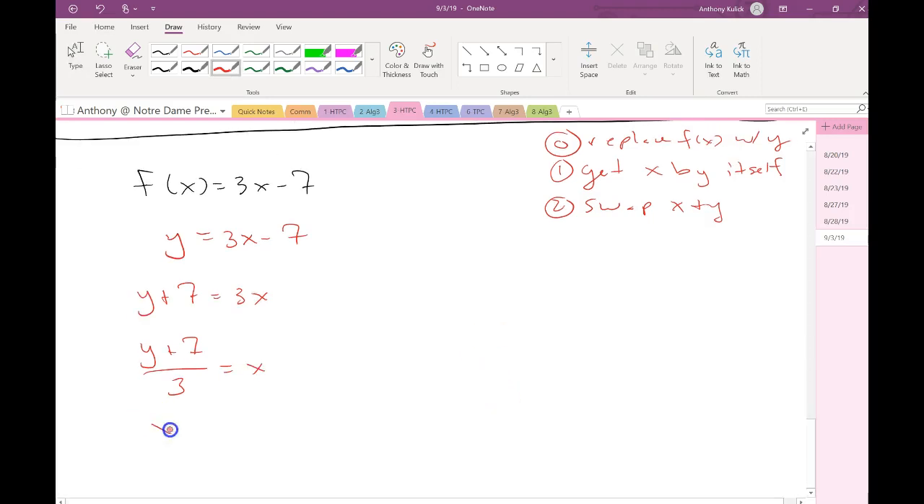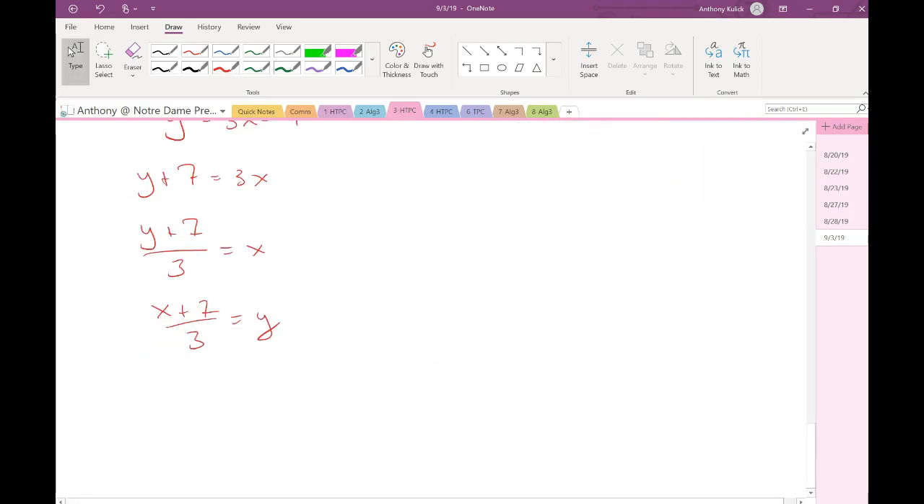And then my last step would be to swap my variables. So I've just traded my x's and y's. Everywhere there's an x, I wrote a y, and everywhere there was a y, I wrote an x. So I'd say then f inverse is y equals x plus 7 over 3.